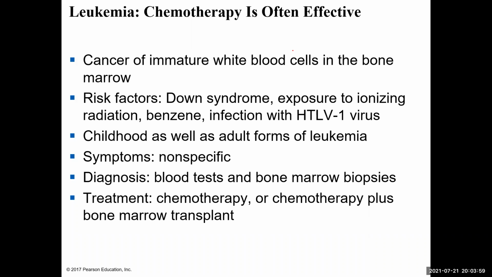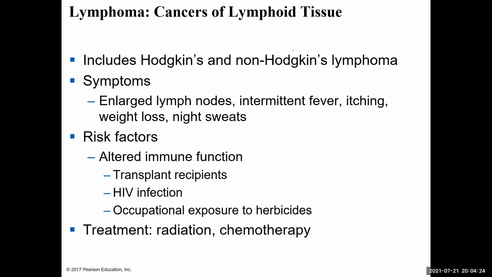There are forms of leukemia that occur in adults as well as children. Symptoms are generally non-specific, but you can do blood tests to look at the blood cells and bone marrow biopsies to examine the bone marrow to see if leukemia is present. And you generally will treat with chemotherapy and bone marrow transplants to help fight that cancer.